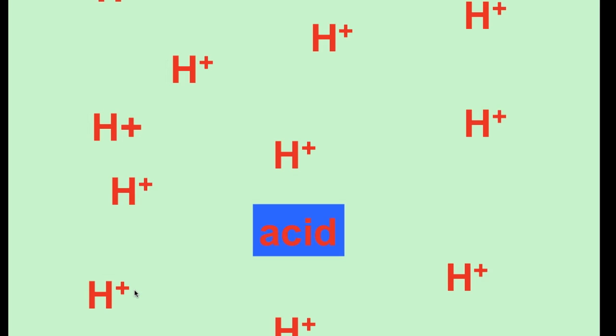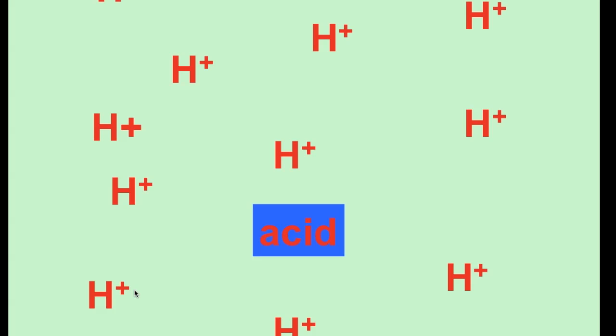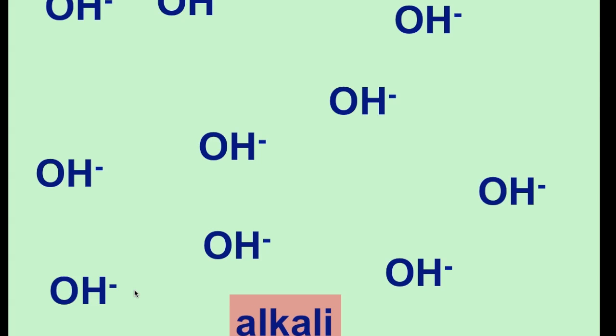So the final thing I want to talk about is what we actually mean in terms of the chemistry: why we get a neutralisation reaction, and what happens to the acid and the alkali. Now, an acid is essentially H+ ions floating around, whereas an alkali is a solution of OH- ions. So we have H+ ions and OH- ions floating around in solution.